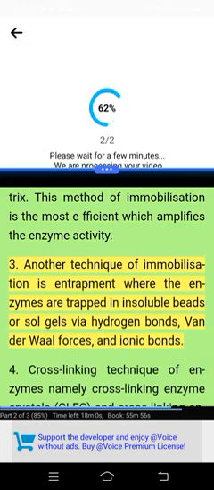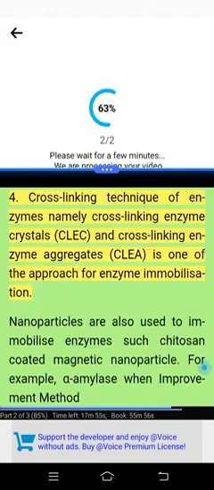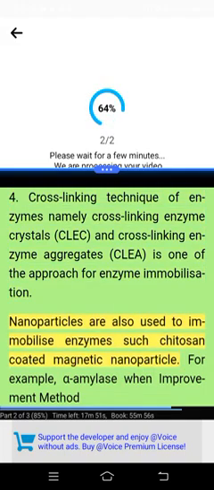3. Another technique of immobilization is entrapment, where the enzymes are trapped in insoluble beads or sol gels via hydrogen bonds, van der Waals forces, and ionic bonds. 4. Cross-linking of enzymes, namely cross-linked enzyme crystals, CLEC, and cross-linked enzyme aggregates, CLEA, is one of the approaches for enzyme immobilization. Nanoparticles are also used to immobilize enzymes, such as encoded magnetic nanoparticles. For example, alpha amylase improvement method.